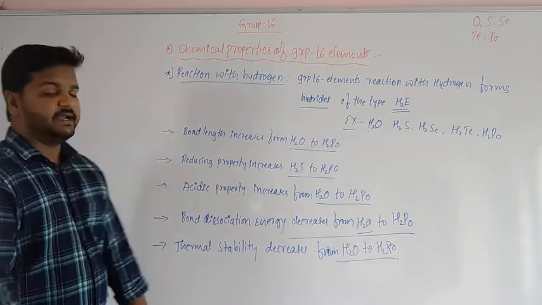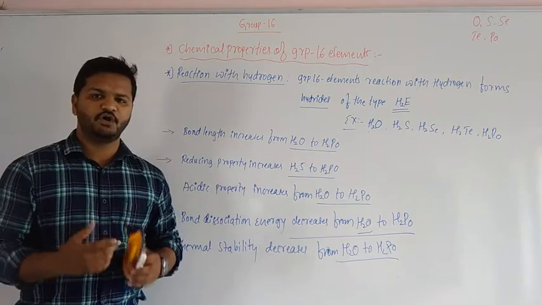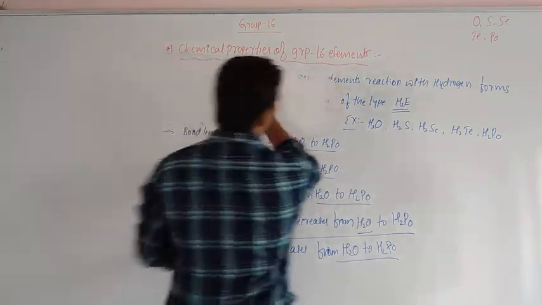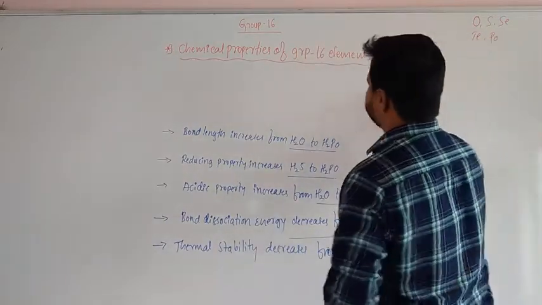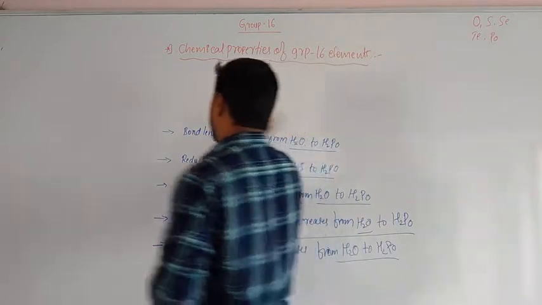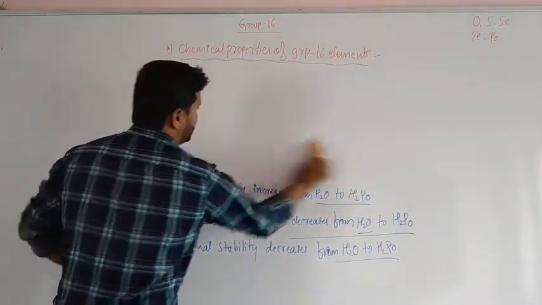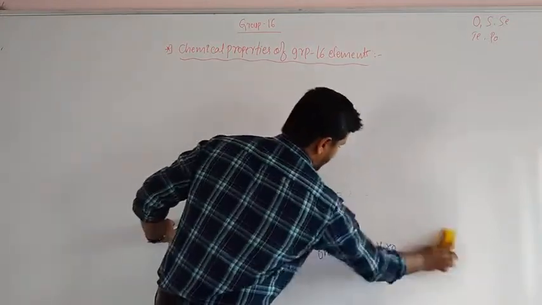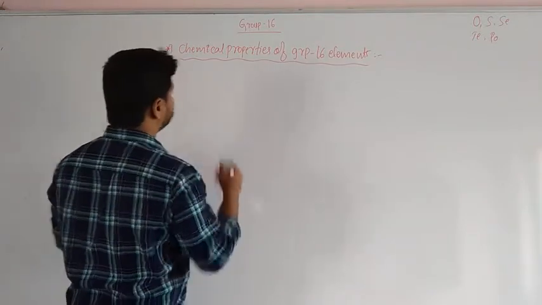And students, next one, group 16 elements reaction with the oxygen. So here, when group 16 elements react with the oxygen, they form two types of oxides. One is dioxide and the other one is trioxide.